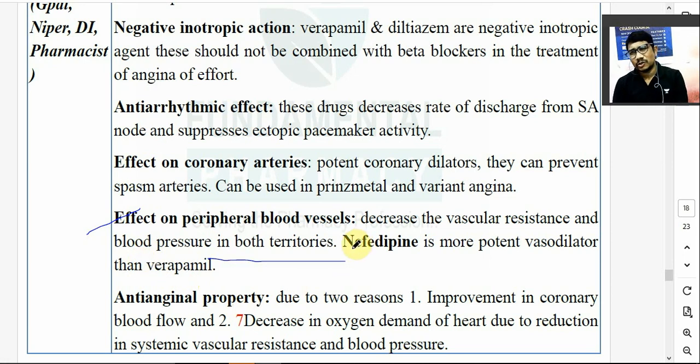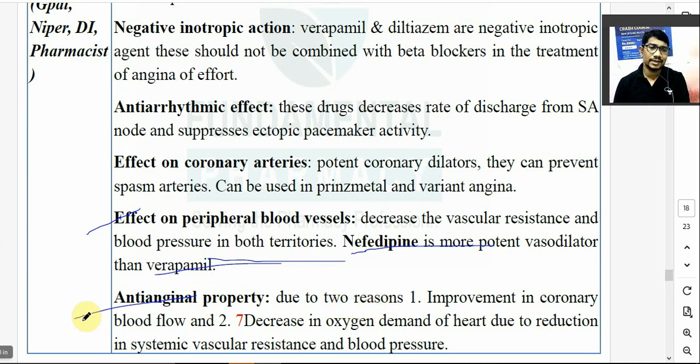So you have three types of calcium channel blockers: phenylalkylamine derivative, verapamil; benzothiazepine derivative, diltiazem; and dihydropyridine derivatives, known as the dipines, nifedipine, nicardipine. Nifedipine is a more potent vasodilator than anti-anginal, due to two reasons.